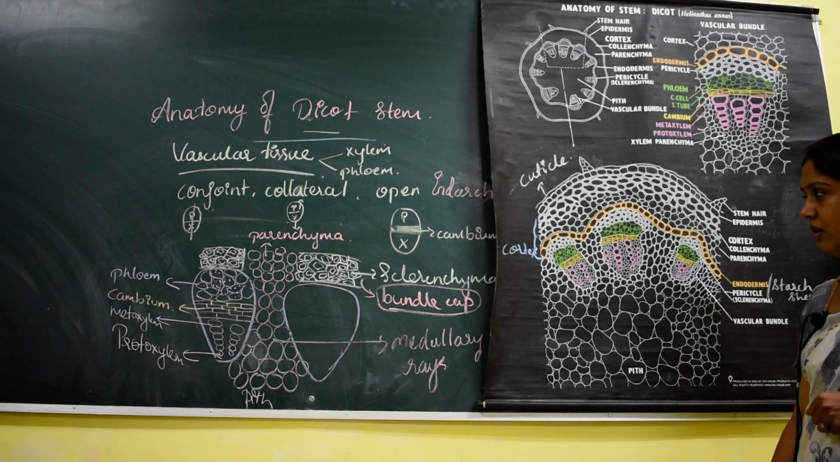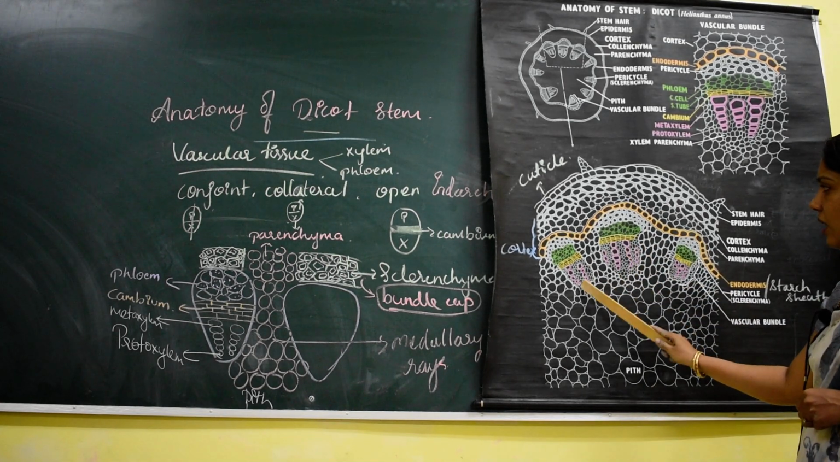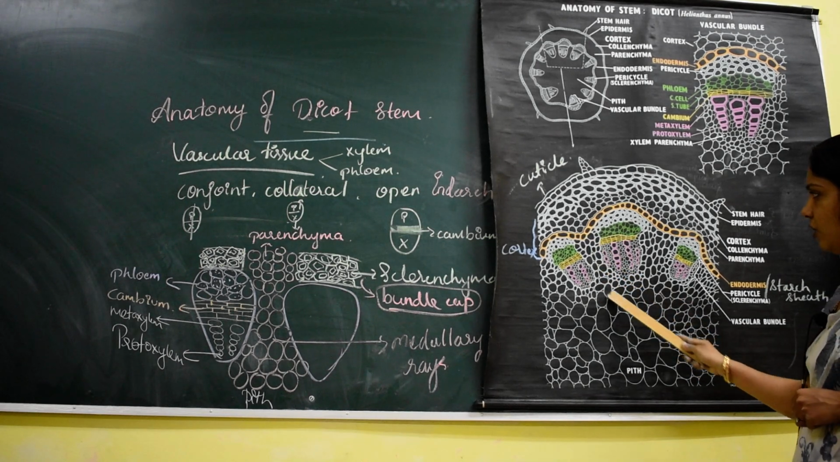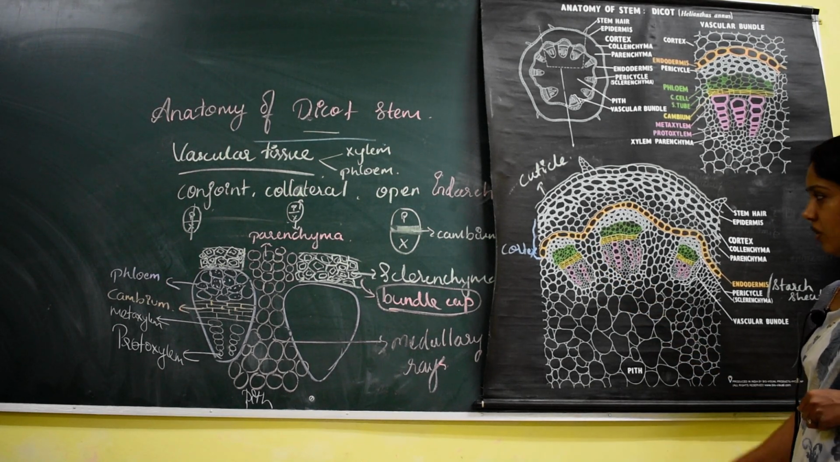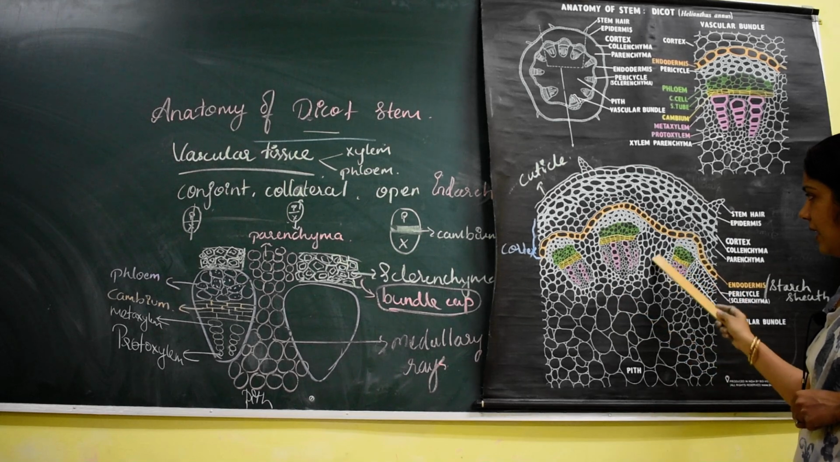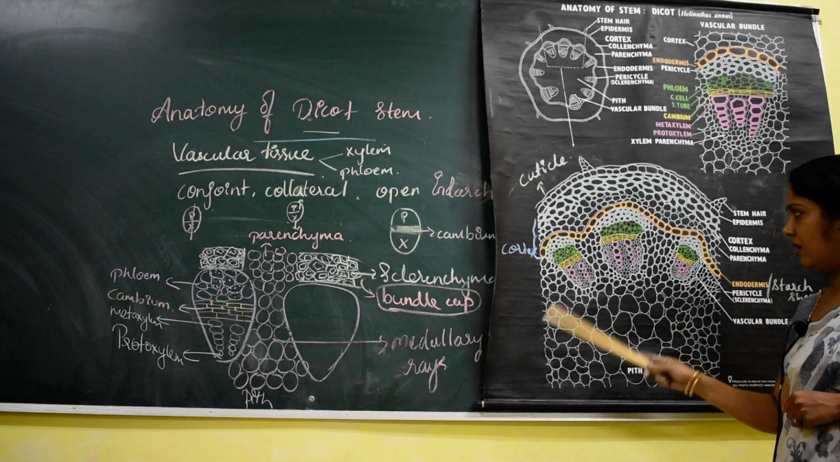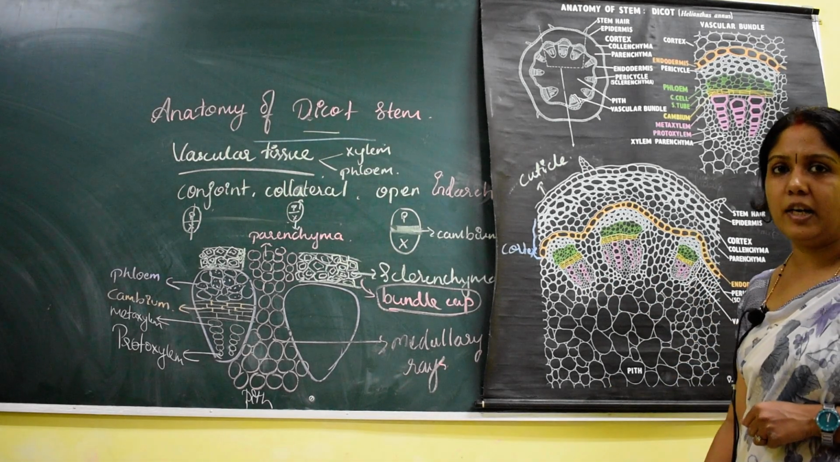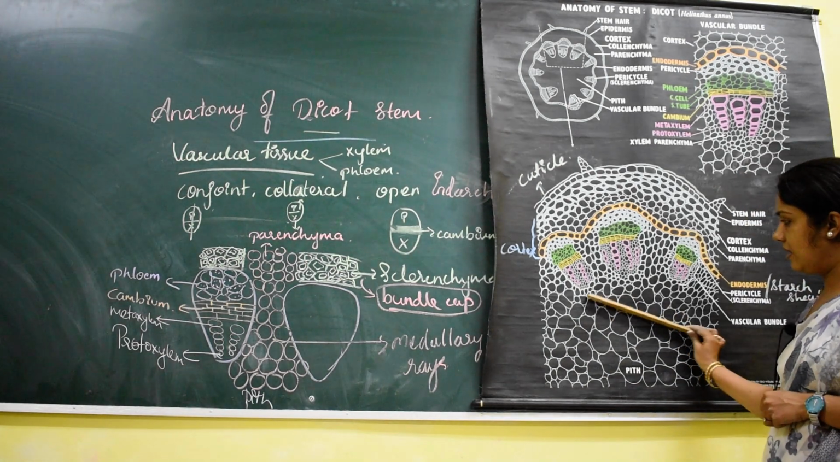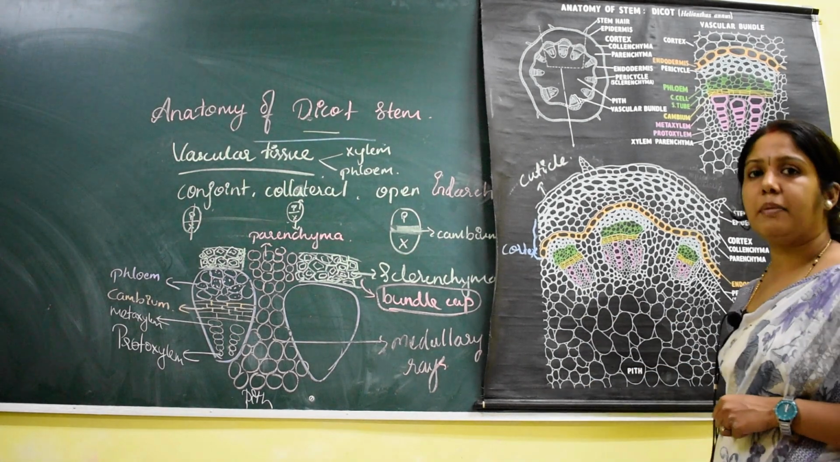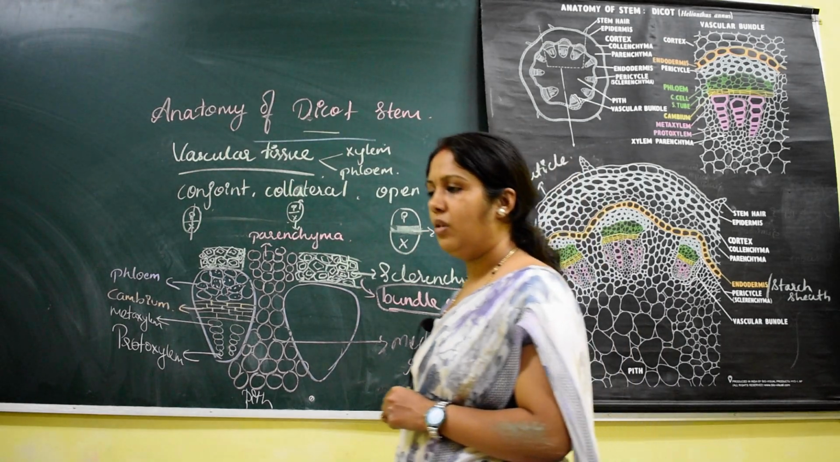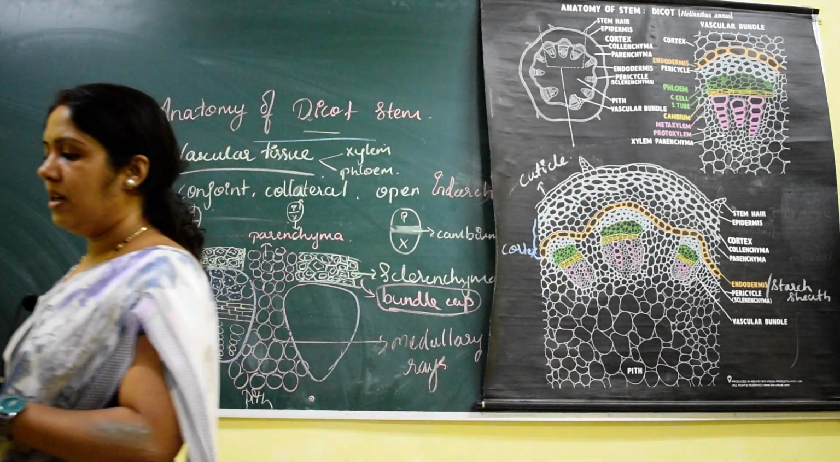Next, the protoxylem is towards the center and metaxylem is away from the center, hence it is endarch condition. And in between these two vascular bundles we can see a patch of parenchyma cells with less intercellular space, called medullary rays. And at the centermost region we can see large parenchyma cells in the pith region with large intercellular space.